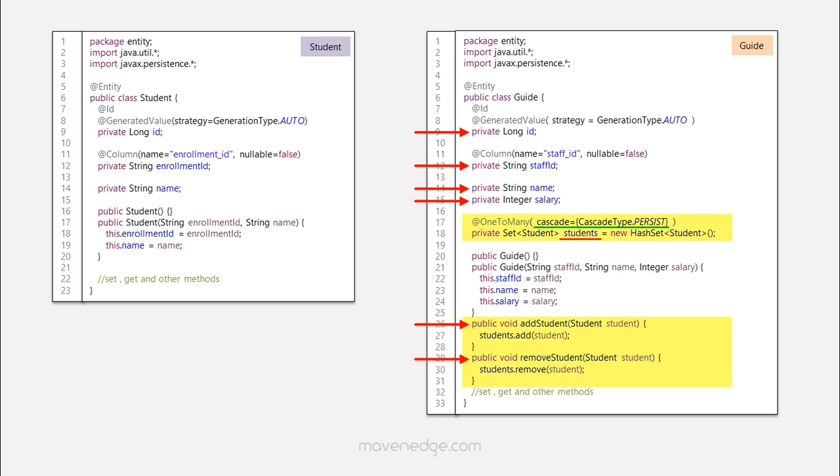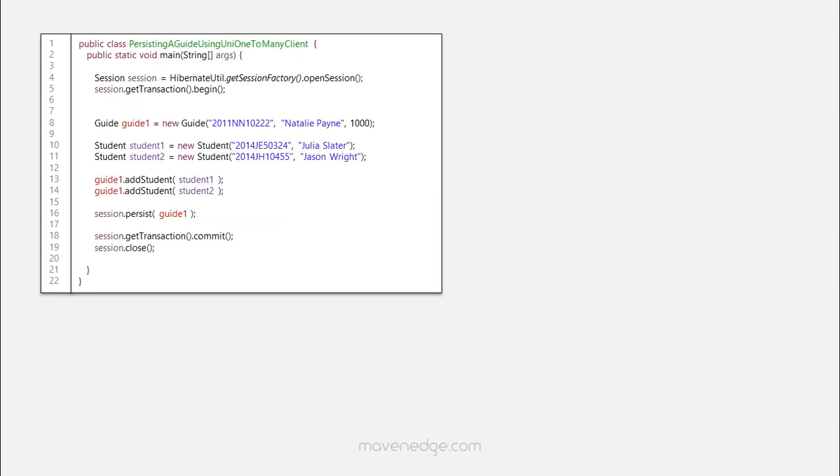And we are cascading the persist operation here. So we'll be using this unidirectional one-to-many relationship here to persist our data. And here is the test class in which we'll be persisting a guide object along with two of its students.